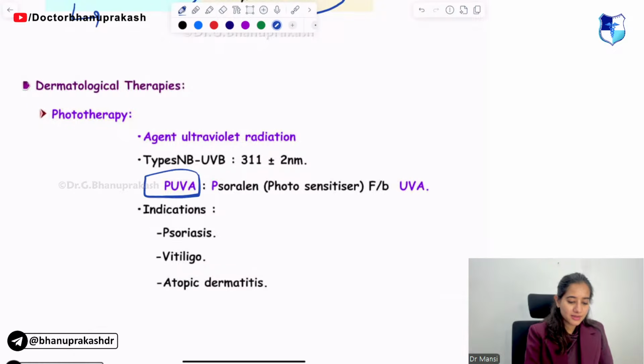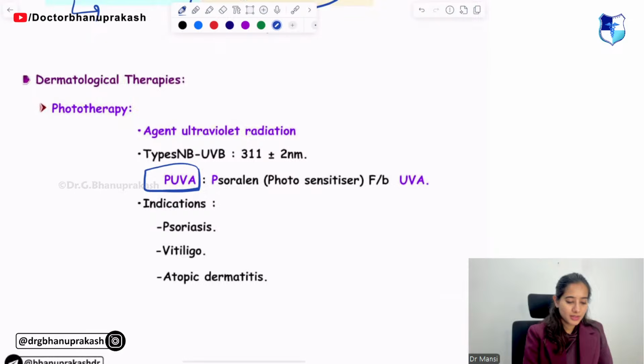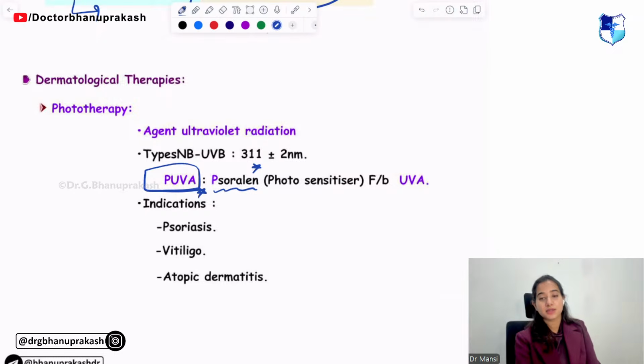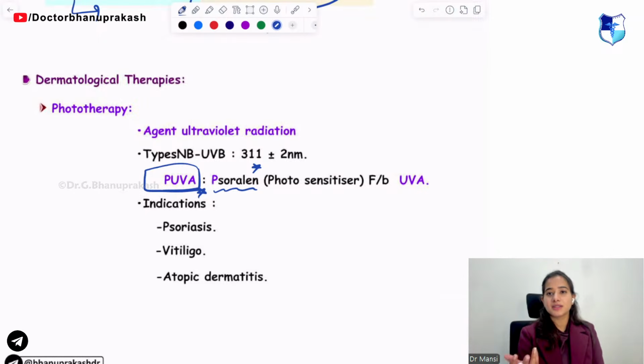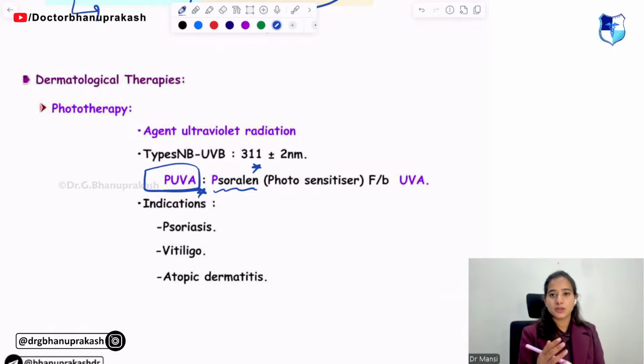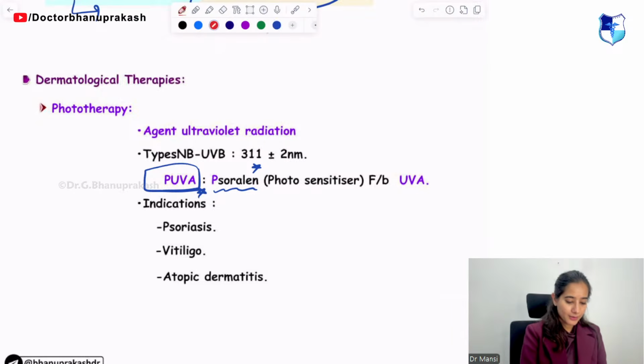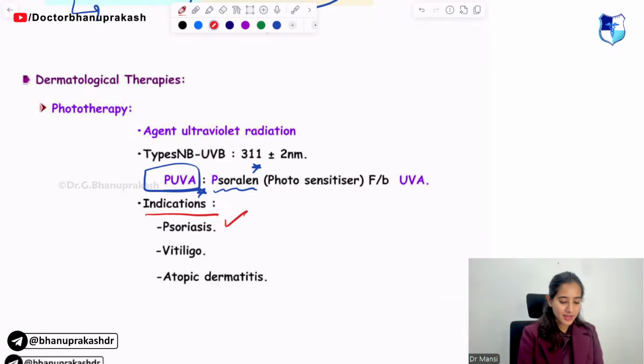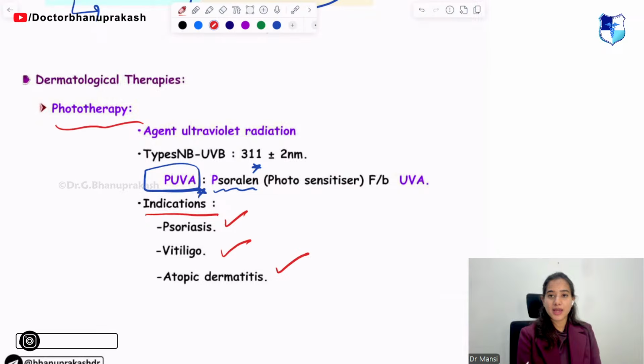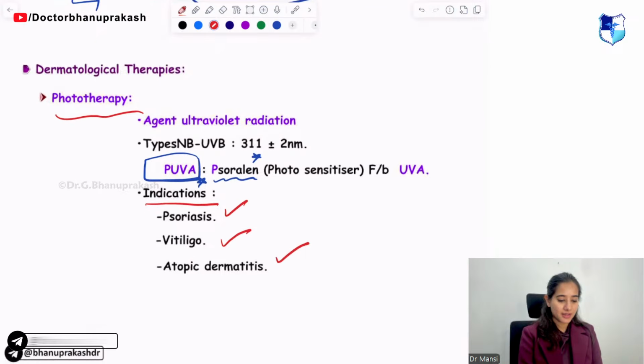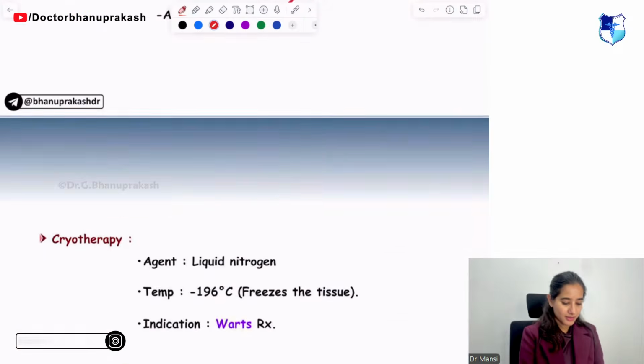Again, we had already discussed the UV rays thing, but in addition to that normal UV rays, we can also use a PUVA therapy. What is PUVA? It is having psoralen, which is a photosensitizer. So when you give psoralen, the capacity to take the UV rays gets increased, because the skin gets sensitized to it. Then indications of this are psoriasis, vitiligo, and atopic dermatitis. So phototherapy can be used in psoriasis, vitiligo, and atopic dermatitis. Again, this is a repeat, so I'm just taking it a little quick.